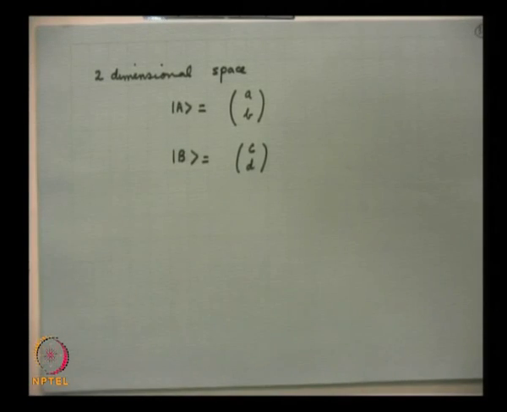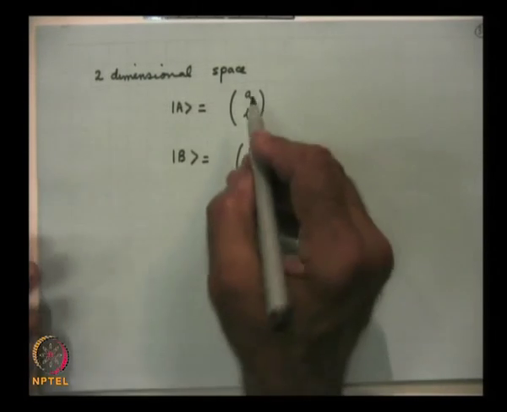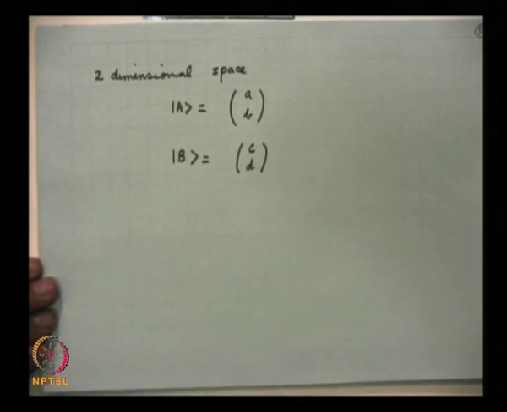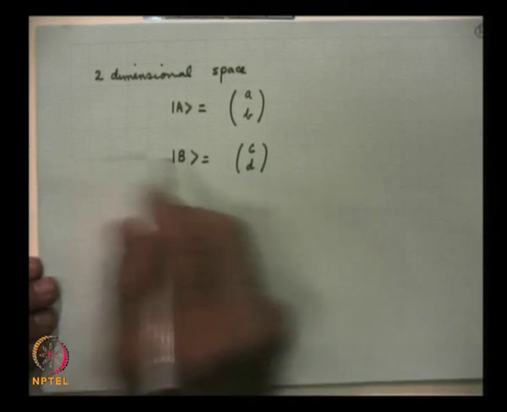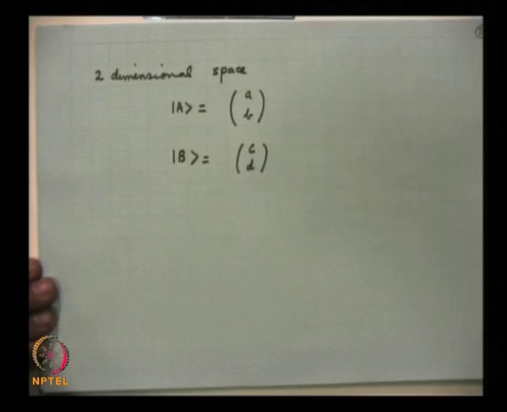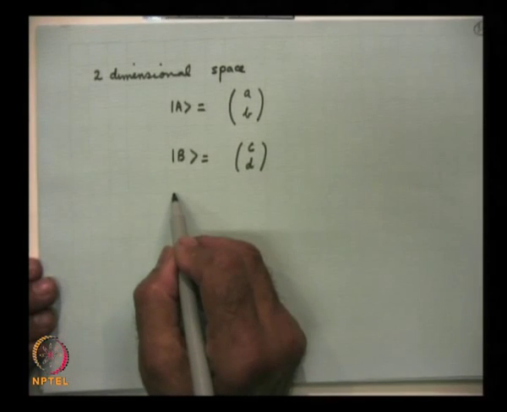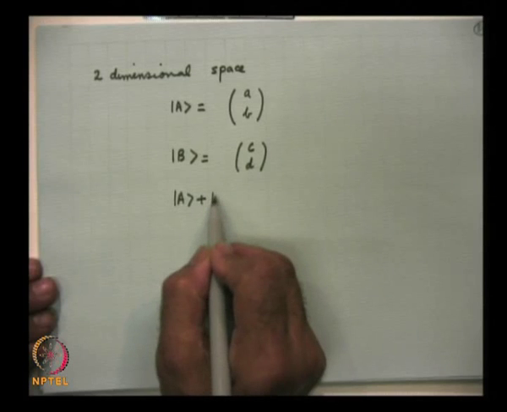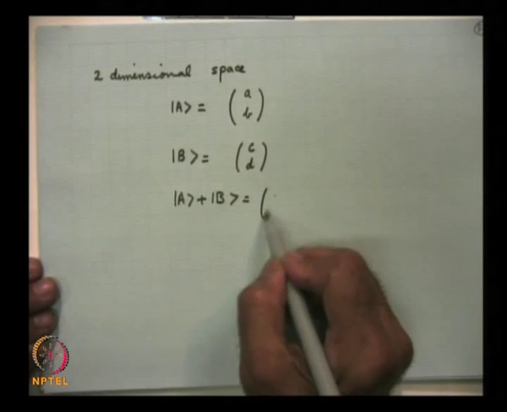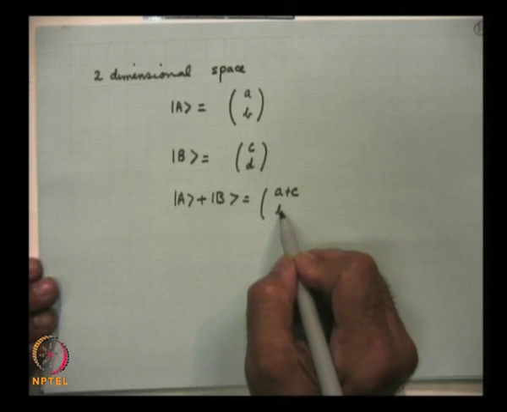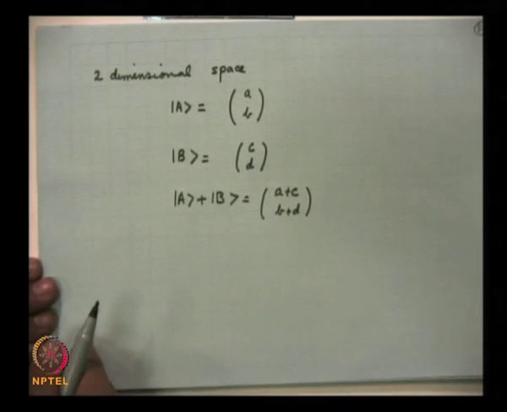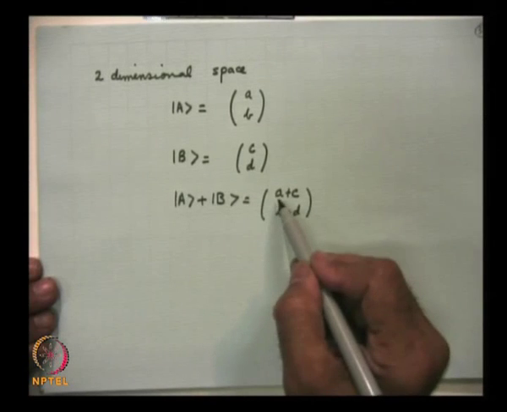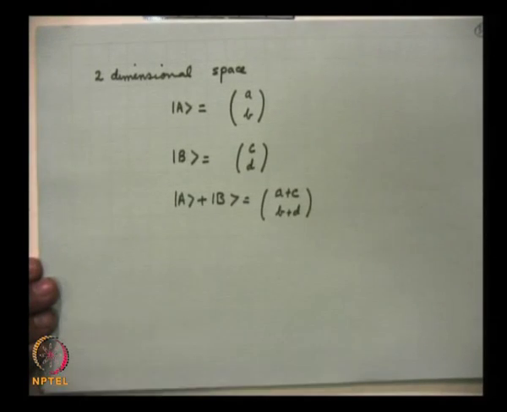So, let me go back to a two-dimensional space where a ket vector is represented by A B, two numbers, and ket B also belongs to the same two-dimensional space. So, you can write down A plus B, which will again be another vector in the two-dimensional space. So, if this is 1, 2, 3, 4, then this will be 4 plus 4 here and 5 here.